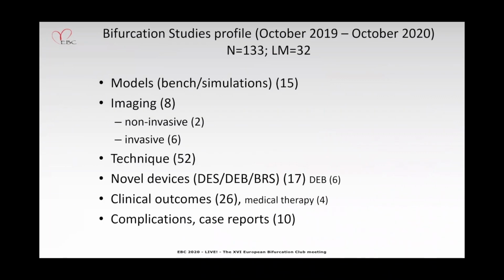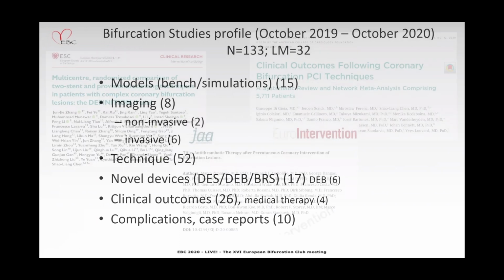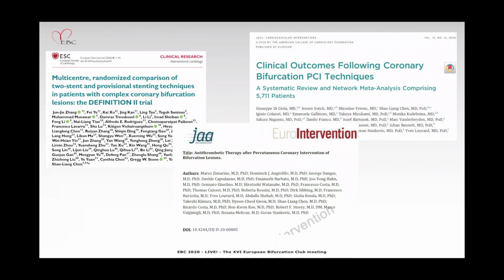So this is what I found, the numbers: more than 130 papers between October 2019 and October 2020, mostly related to the stenting technique, novel devices and clinical outcomes, but also to bench models, imaging, complications and case reports. There are three important studies I will not discuss now because they will be discussed in detail later in this conference.